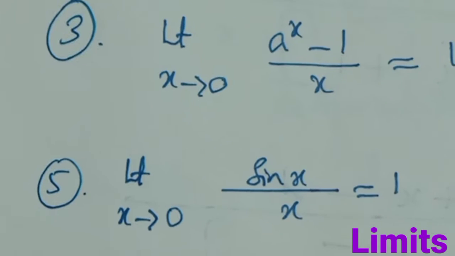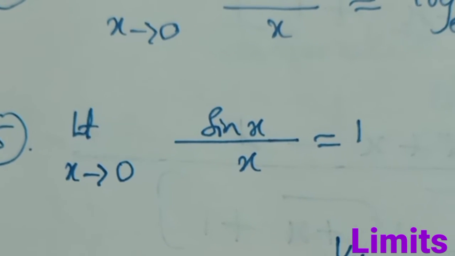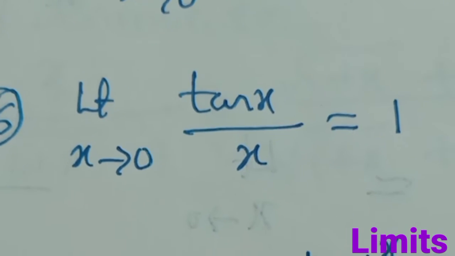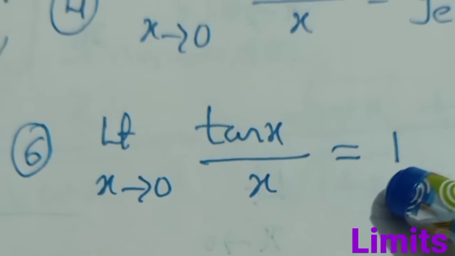Next fifth one, limit x tends to 0, sin x by x, it is equal to 1. Sixth one, limit x tends to 0, tan x by x, it is equal to 1.